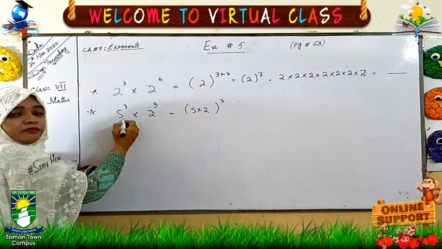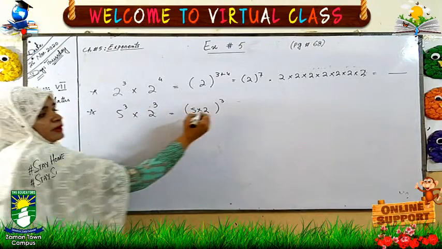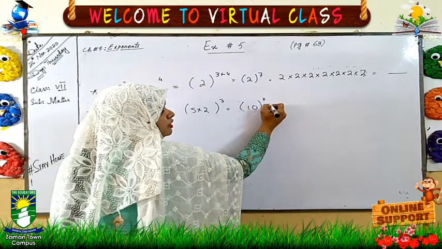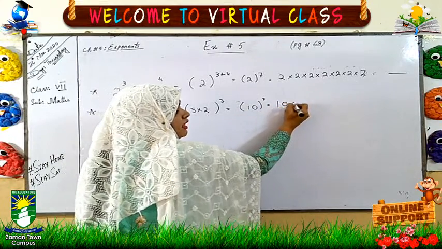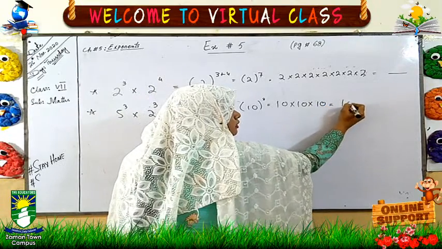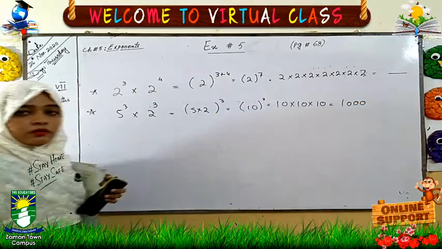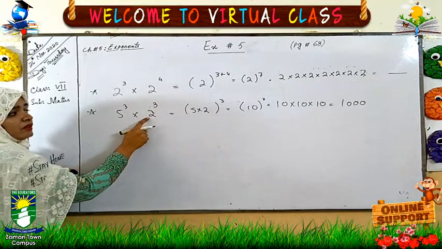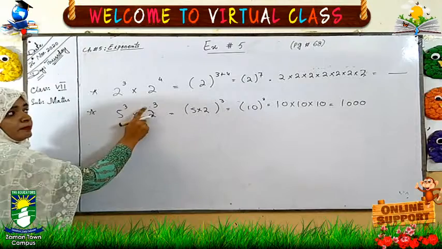This law will be valid when we have different bases and the same powers. Now how will we solve 5 to the 10 power 3? 10 power 3 means 10 multiplied by 10 multiplied by 10, and it will give you 1000. This condition is valid when you have different bases and the same powers.